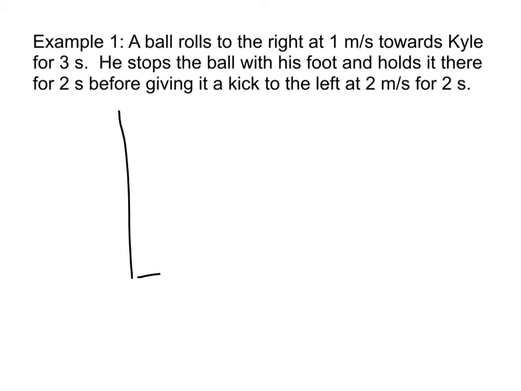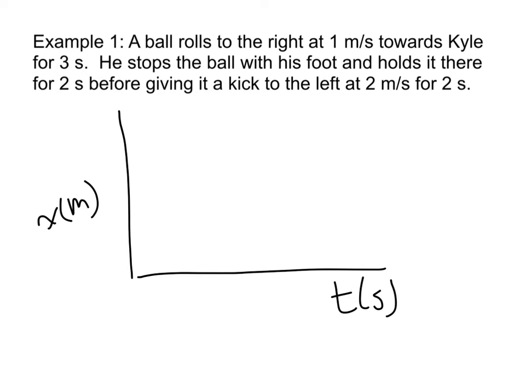So for our graph, we want to draw our axes, time in seconds, position in meters. We have a total of 3 plus 2 plus 2, so we have a total of 7 seconds. We want to make sure we give ourselves at least 7 hash marks. 1, 2, 3, 4, 5, 6, 7. And in terms of the y-axis, let's do the same. 1, 2, 3, 4, 5, 6, 7. And if we want to count by ones, we have 1 second, 2, 3, 4, 5, 6, 7.